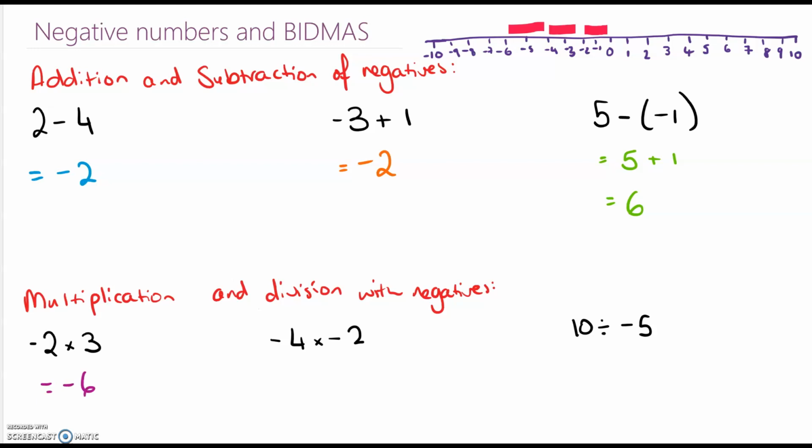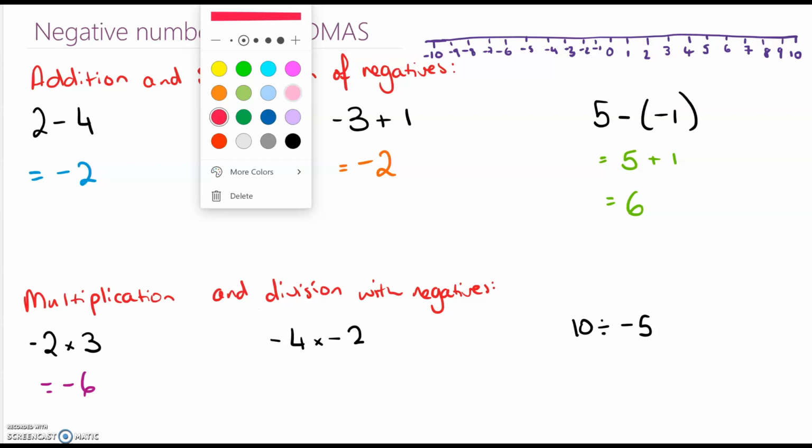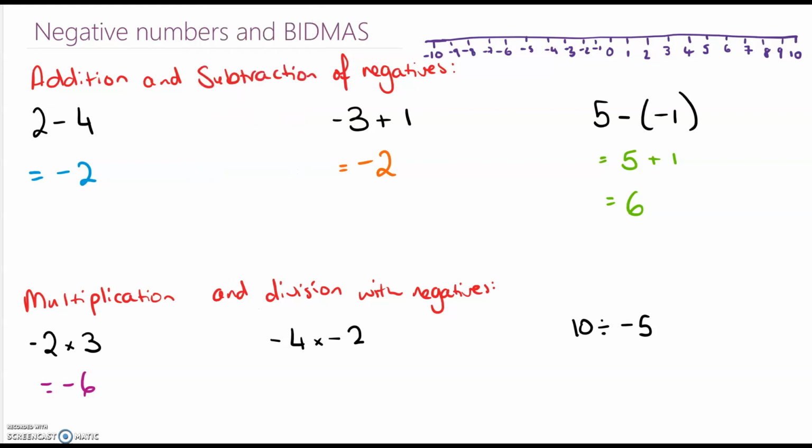Okay, now if I have negative 4 lots of negative 2, again, we're working in the opposite direction. Whenever something becomes a negative, you're changing the direction that we're looking at it in. So negative 4 lots of negative 2 is the same as saying 4 lots of positive 2. So 1, 2, 3, 4. Our answer in this case is 8. And our rule for this one is that a negative times a negative is always a positive.